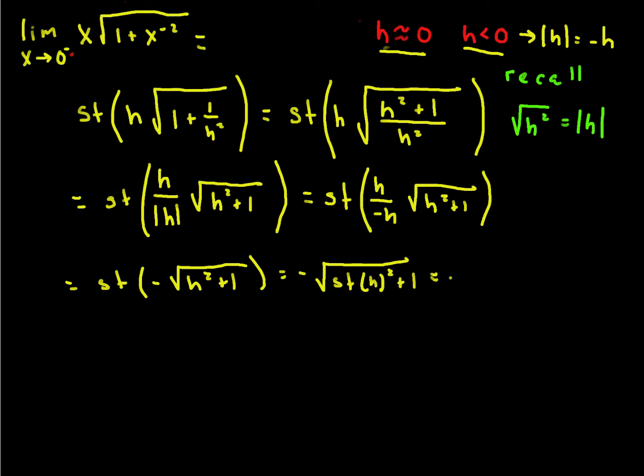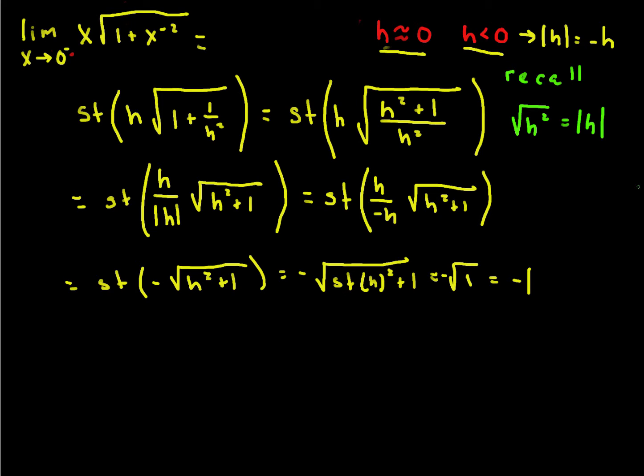So I've got to carry my negative, right? There's a negative there. This is negative square root of 1, which is simply equal to negative 1. So that is the limit as x approaches 0 from the left of x times square root of 1 plus x to the negative 2.